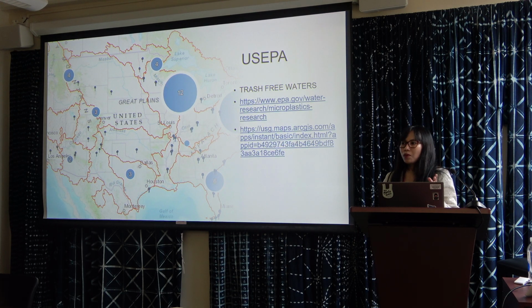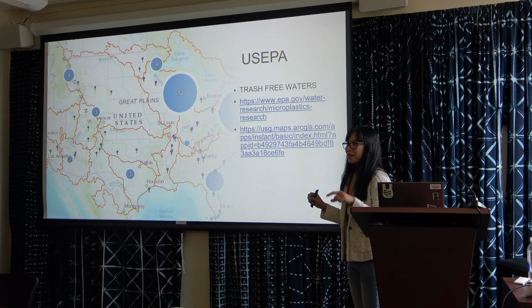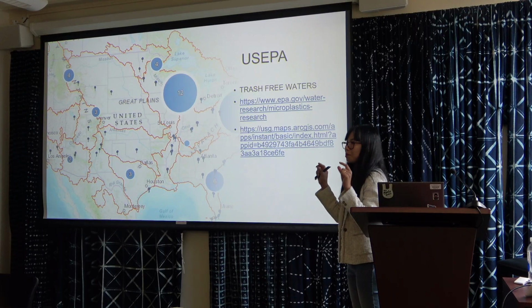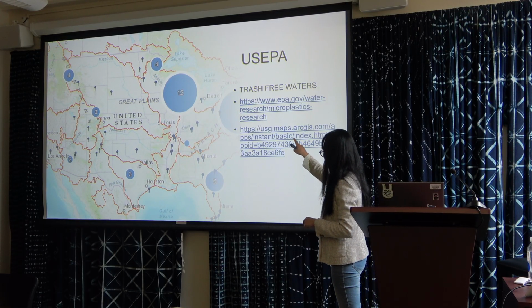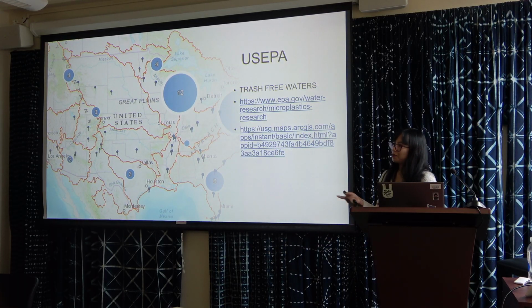If you are interested after our talk, I will skip this slide. This is about the US EPA. They released this application, and you can track how much microplastic and how much plastic trash is in the river. When you go to this link, you can check your nearest rivers and how much plastic they carry.